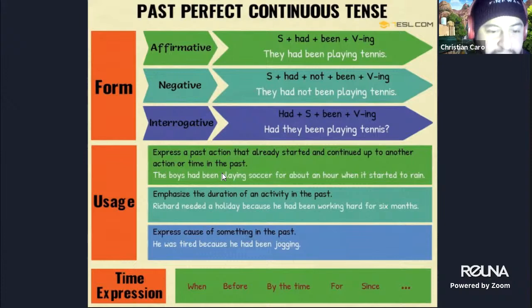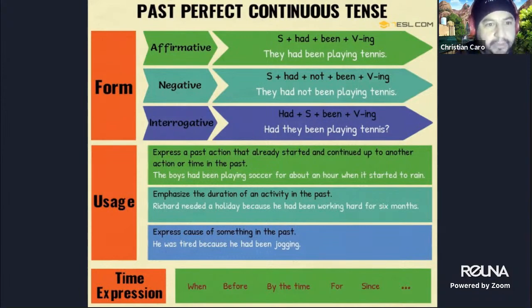And the usage in this case: the past perfect continuous is used to express a past action that already started and continued up to another action or time or point in the past. For example, the boys had been playing soccer for about an hour when it started to rain. So what is the difference with the past perfect simple? In this case, we are describing in more detail what happened in a certain period of time. Okay, so the boys had been playing soccer for about 1 hour, so that's very specific.